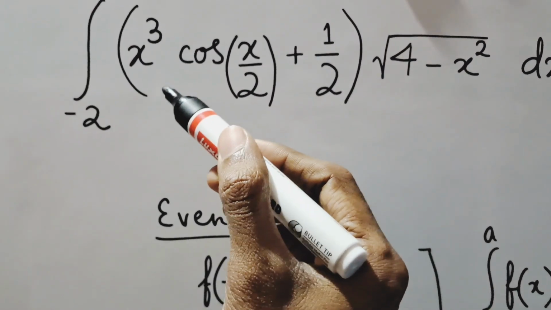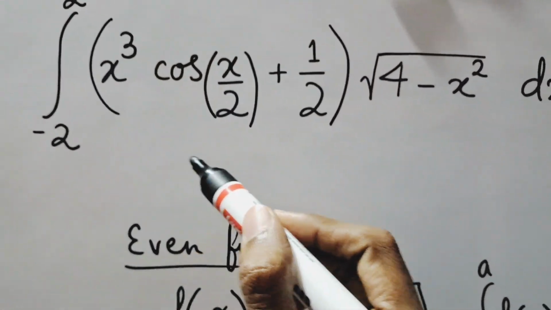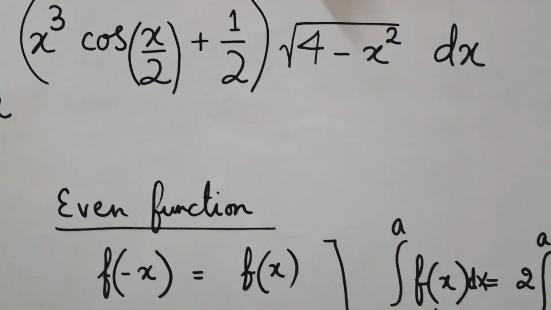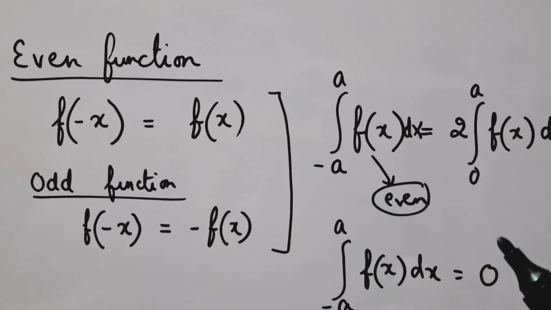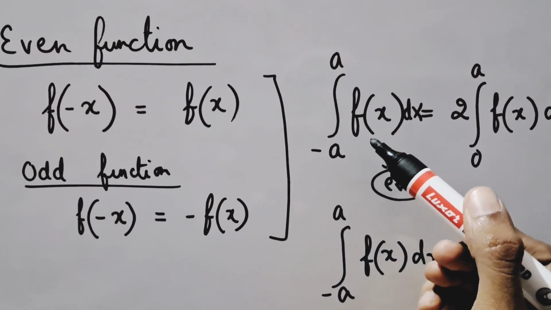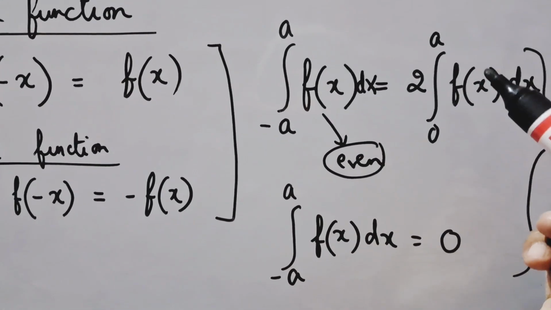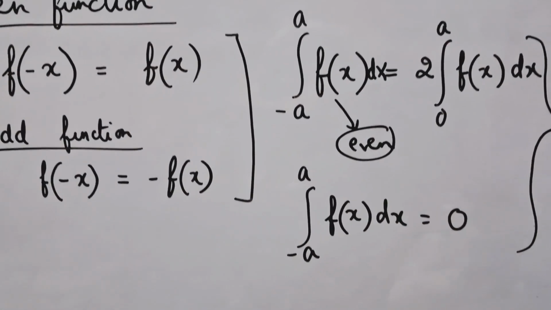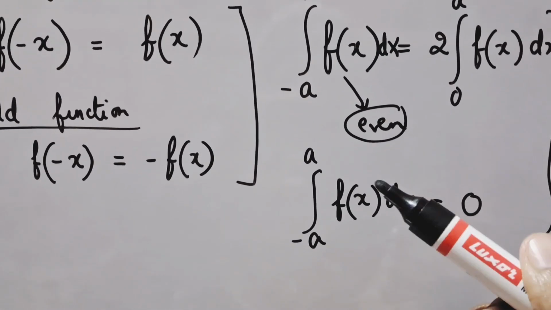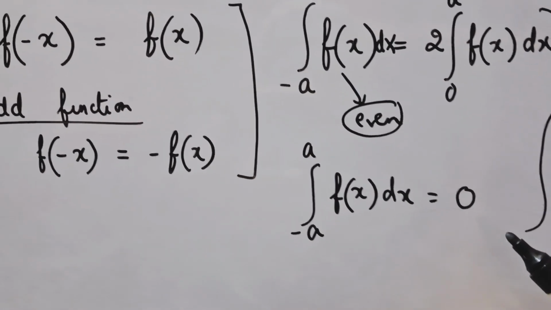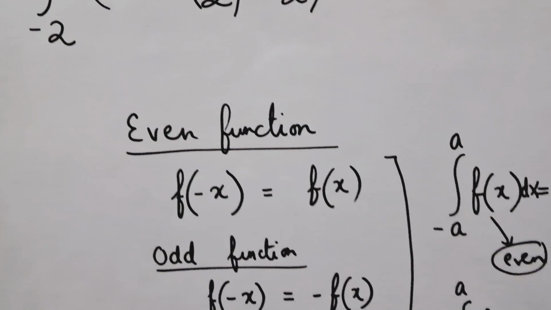Because it is of the form minus 2 to 2 f of x dx. So first of all, we must know that for an even function, minus a to a f of x dx is 2 times, or twice, of 0 to a f of x dx, and for an odd function, minus a to a f of x dx equals 0. Now we'll evaluate this.